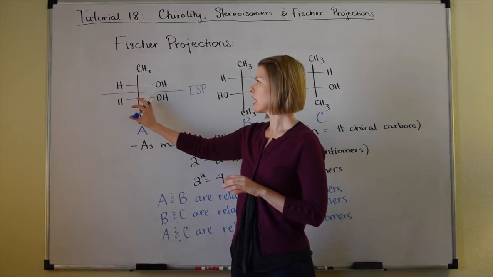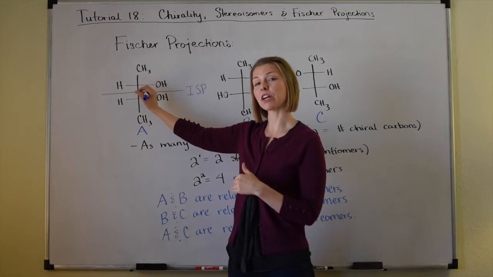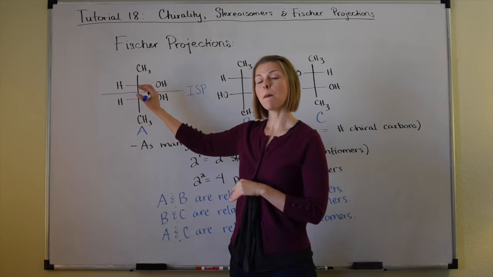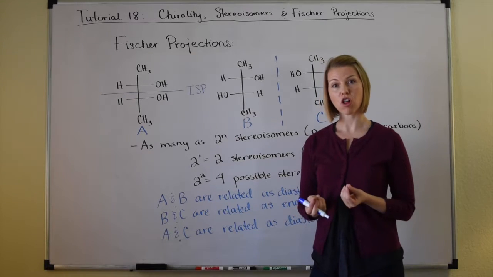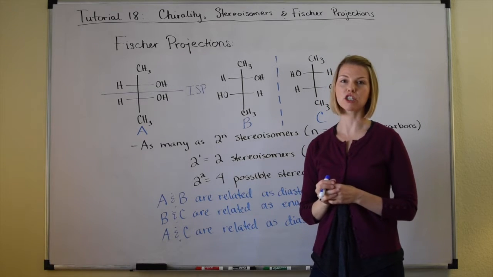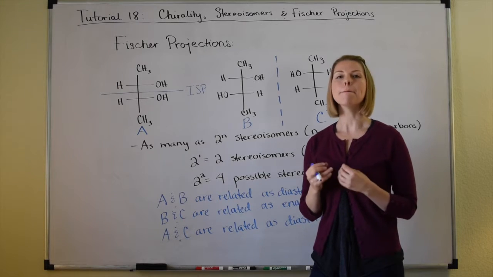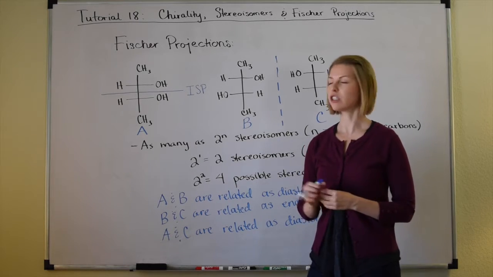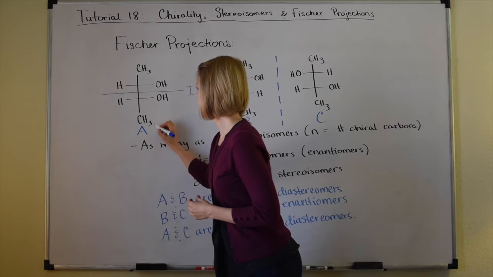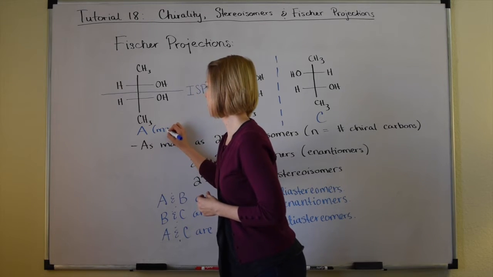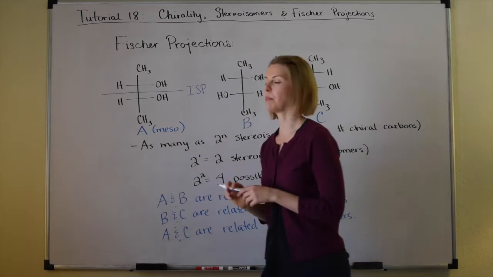Just really quick before we go on and look at another example. Molecule A, a molecule that has chiral carbons, but is achiral overall and therefore does not exist as a pair of enantiomers, has a special name. We call those molecules meso compounds. So A, I'm just going to write here by A, this is a meso compound.